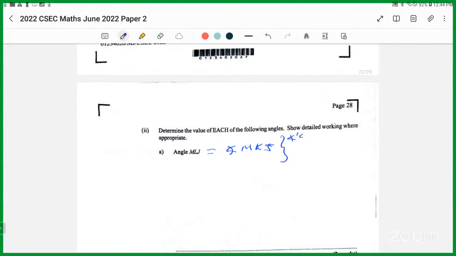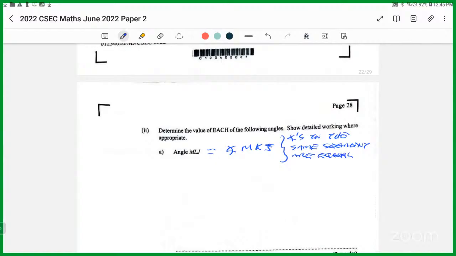Angles in the same segment are equal. Alright, that's the first thing.